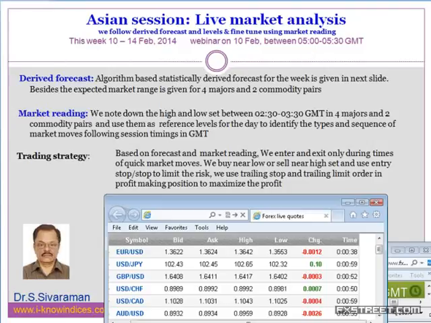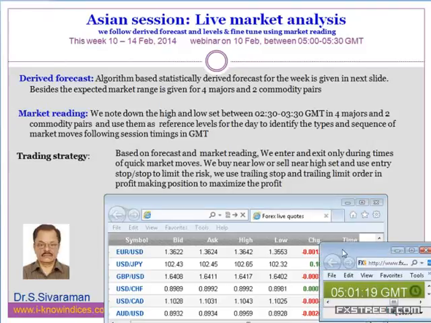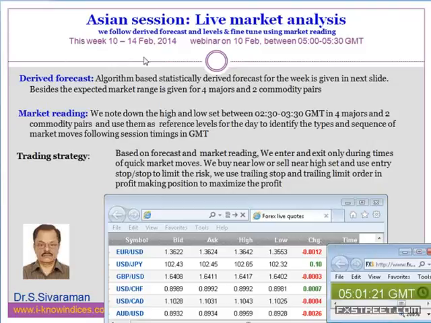I will explain to you the derived forecast to start with. So this derived forecast is statistically derived and based on the market moves of the previous weeks and also the months, and then that derivation gives a gross picture about what could happen during this particular week. And later on, we have to fine-tune the forecast using the market reading technique in order to understand how the specific currencies are expected to make the moves.